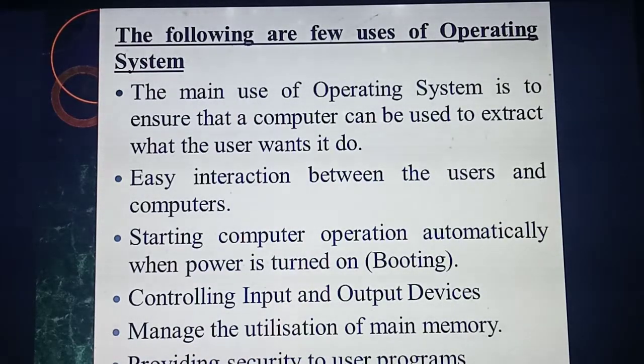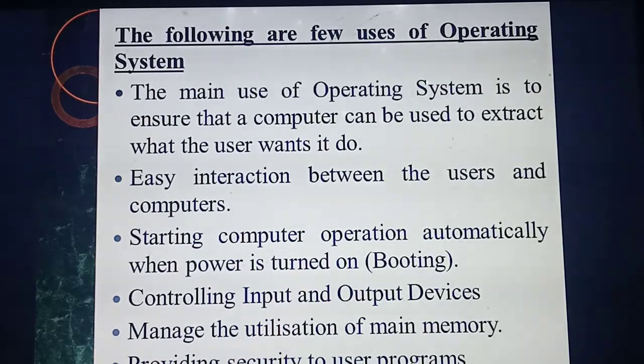Next, it will control the devices connected to the computer: the input devices and the output devices. All the devices are controlled by the operating system. Next one is managing the utilization of main memory, that means how much space you are currently using in the memory. That is all managed by the operating system. Next one is providing security. All the security features are given by the operating system. Understood? Okay, up to this is enough for today.